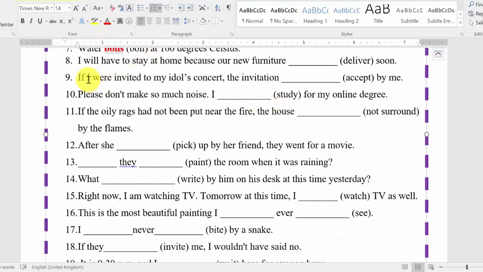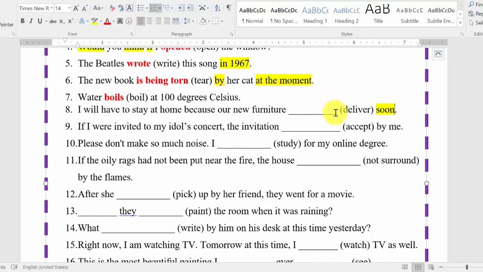Okay, next one. Number 8, I will have to stay at home because of our new furniture, soon. So your keyword is soon. Soon is a keyword for simple future tense. So your answer should be simple future tense. Our furniture, deliver. Can the furniture deliver itself? No, right? Furniture must be delivered by someone. So it should be passive voice. Passive voice, simple future tense, will be pp. So your answer will be delivered. pp at ed. Will be delivered.